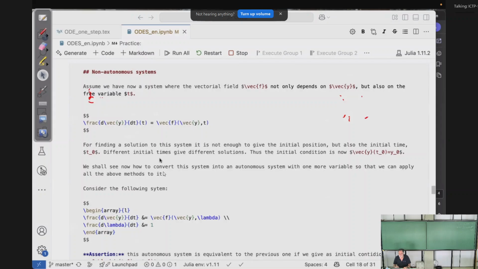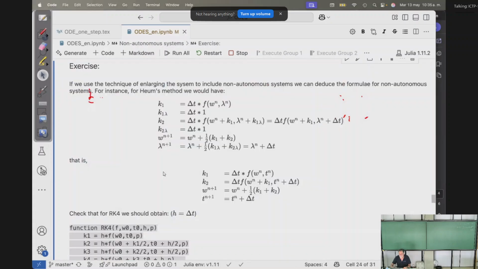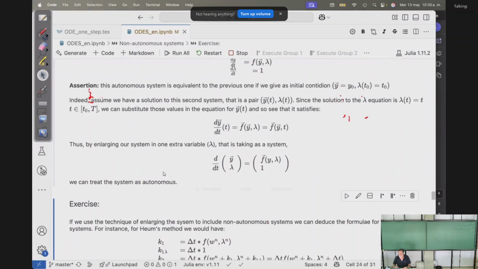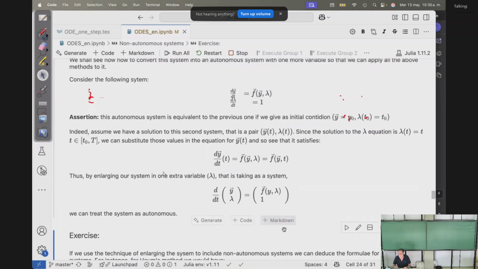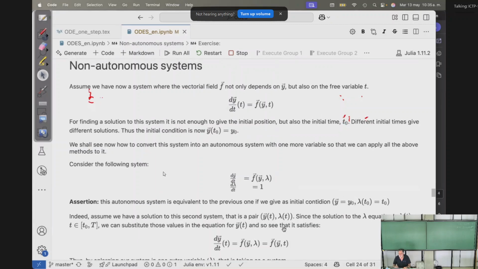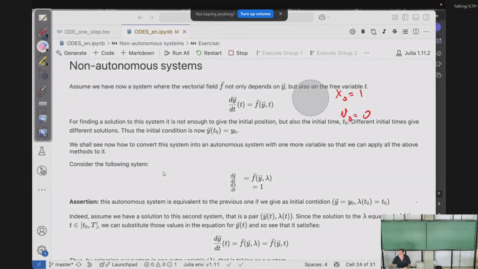So remember we can have non-autonomous systems. So if we have a system like that, we discussed this yesterday. If we have a system like this, then you write it as a bigger system with a y and lambda, and have this like this. The vector is like that. I have to correct this.